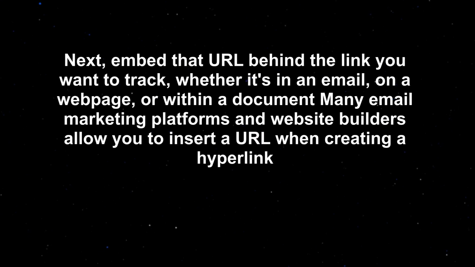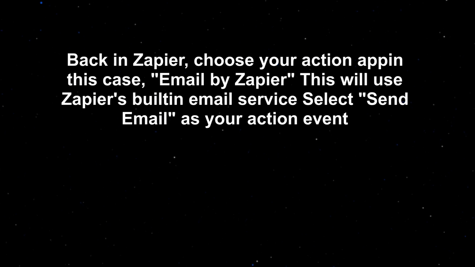Next, embed that URL behind the link you want to track, whether it's in an email, on a web page, or within a document. Many email marketing platforms and website builders allow you to insert a URL when creating a hyperlink. Back in Zapier, choose your action app, in this case, Email by Zapier.